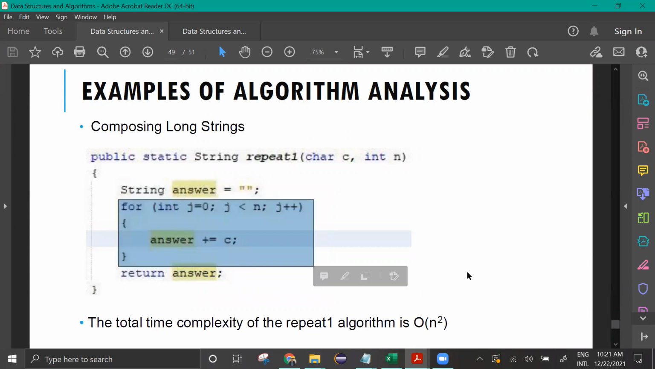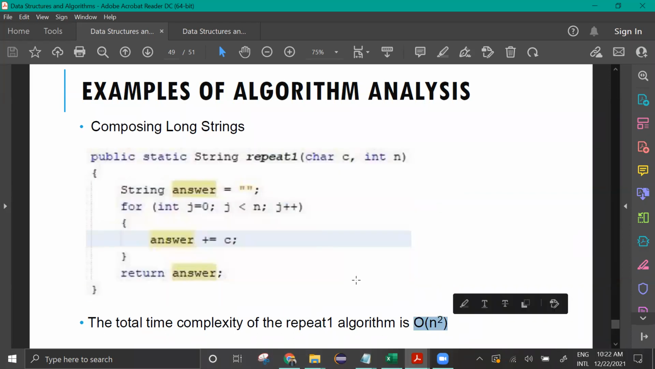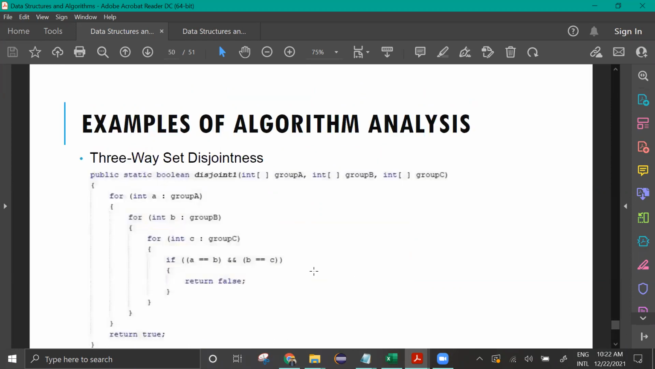So remember, when you are appending items to a string, right? It is more complicated than you think, right? So it is n squared. Right. So then this would be very, very easy, right?